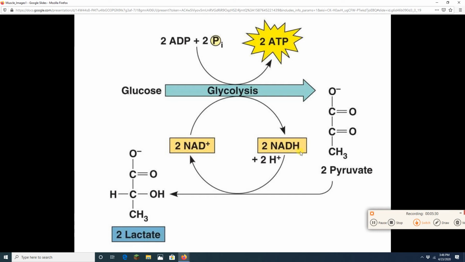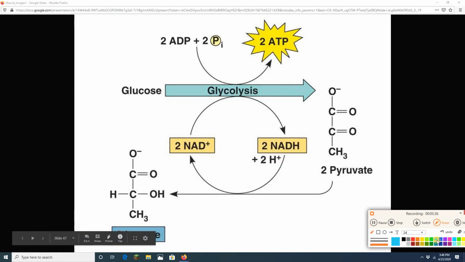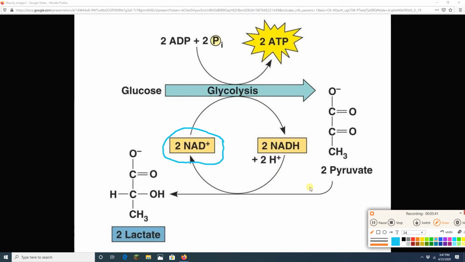Now, what we need to do sometimes is regenerate this NAD plus in order for glycolysis to continue. So what we're going to do is turn the pyruvate into something called lactate or lactic acid, which you may have heard of. And what that does is it converts the NADH back into NAD plus, which allows us to continue to do more glycolysis.